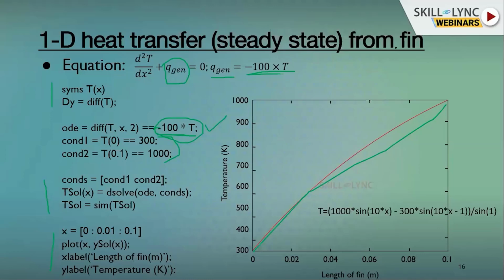Okay. So this becomes the function of x. But not in a linear form. So this is the equation which we got. This is the solution there.